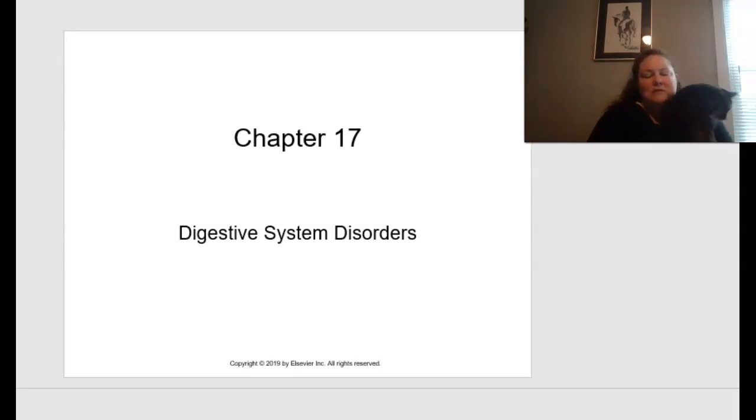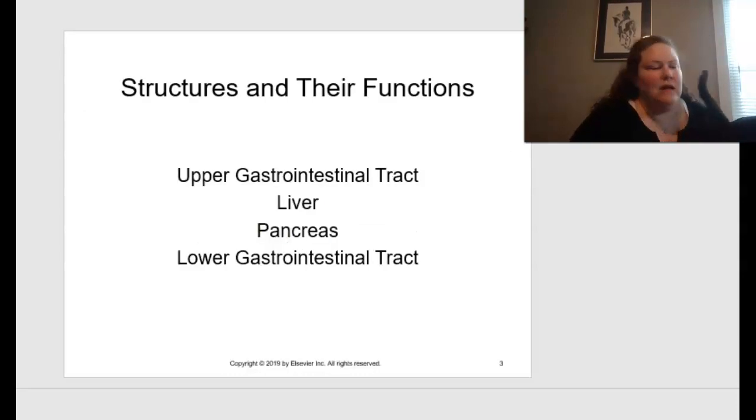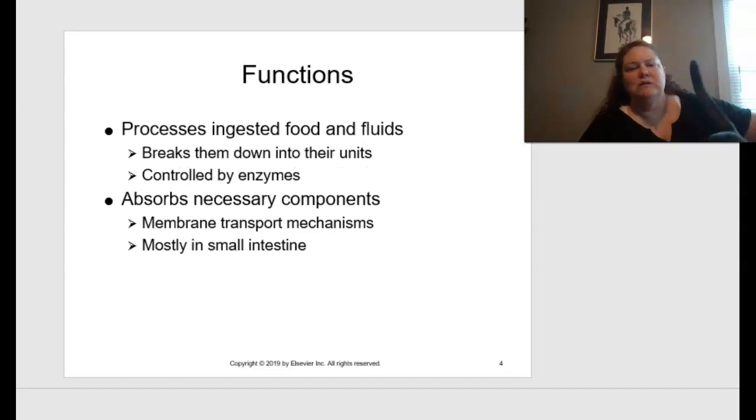With the digestive system disorders, we're going to start out with the structure and function of the upper GI tract, the liver, the pancreas, and then the lower GI tract. The importance of each of them, and the diseases that can occur with defects in each of those parts.